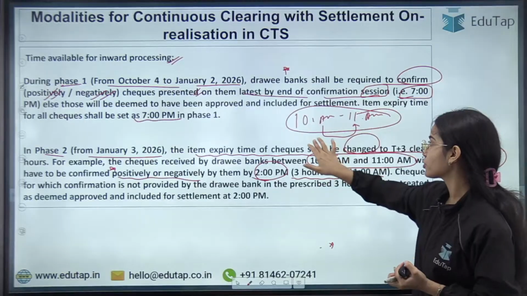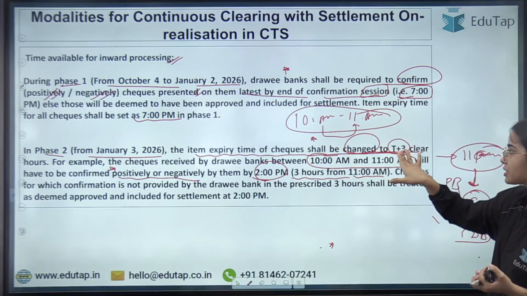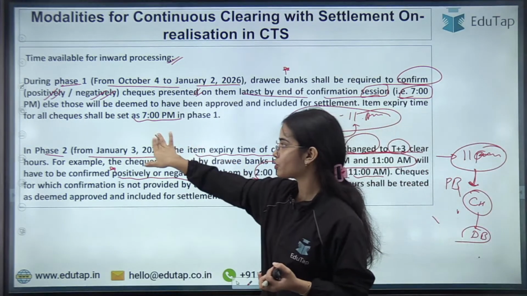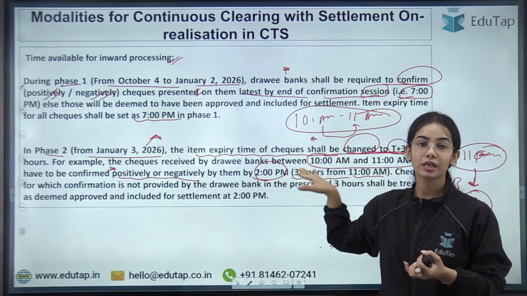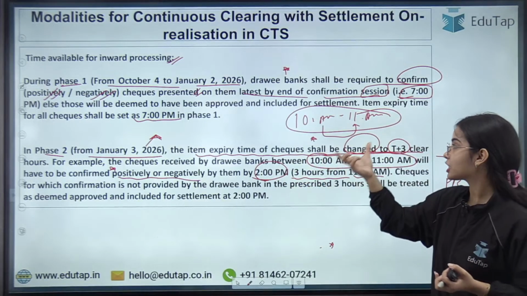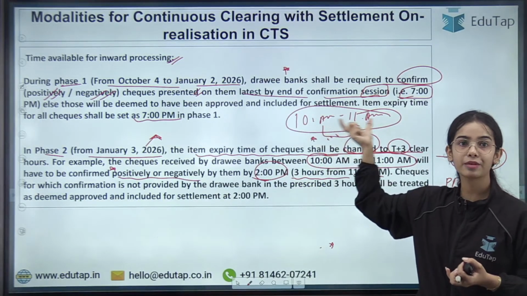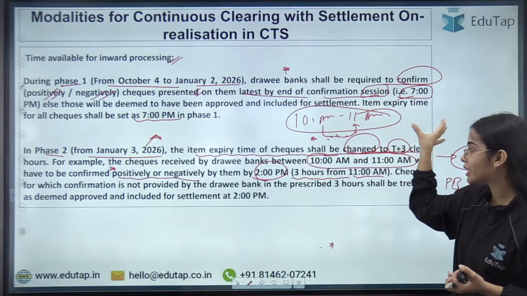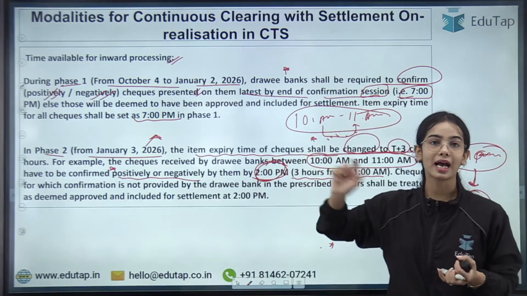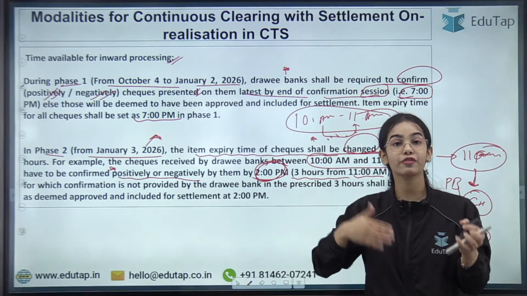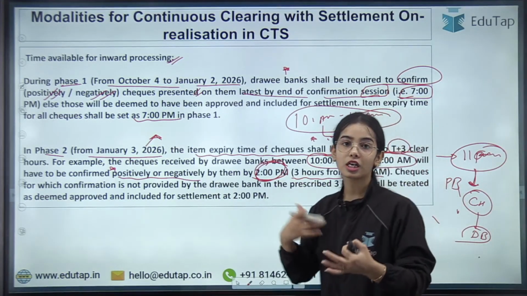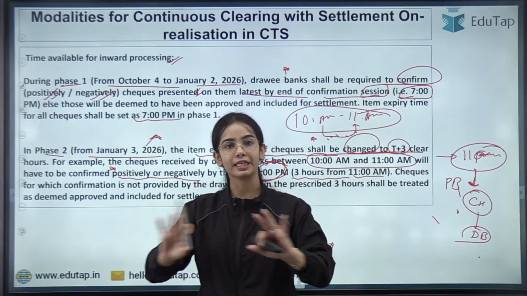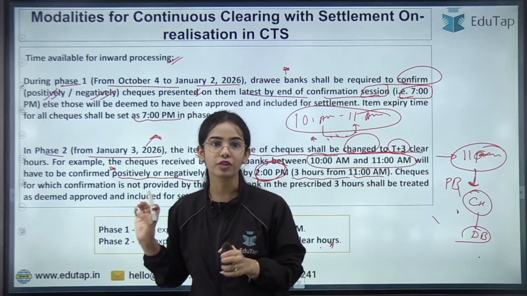the item expiry time of checks shall be changed to T+3 clear hours from January 3, 2026. For example, if the check is received by the drawee bank in this time period, 10 a.m. to 11 a.m., then within 3 hours, that is by 2 p.m., the check has to be confirmed positively or negatively. If within 3 hours the check is not confirmed, then it will be taken automatically that the check has been confirmed positively.